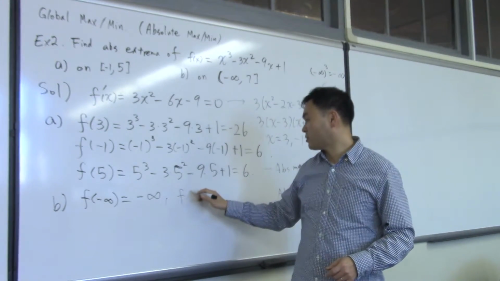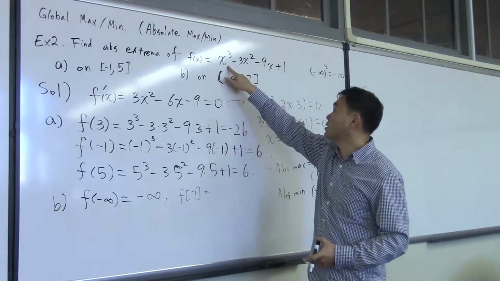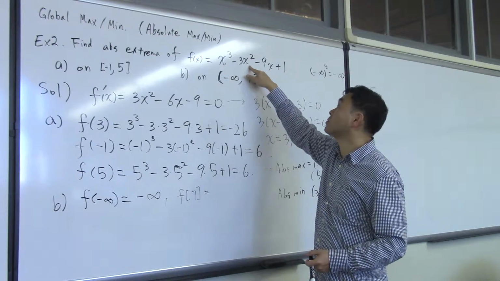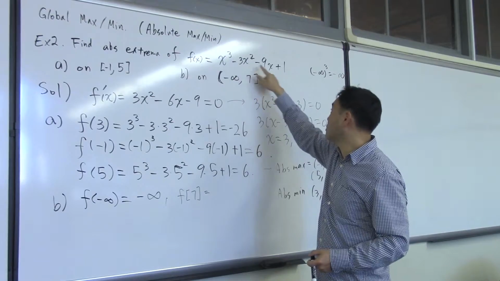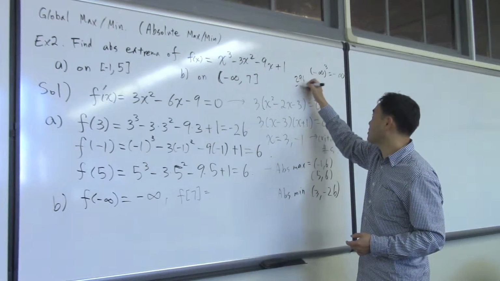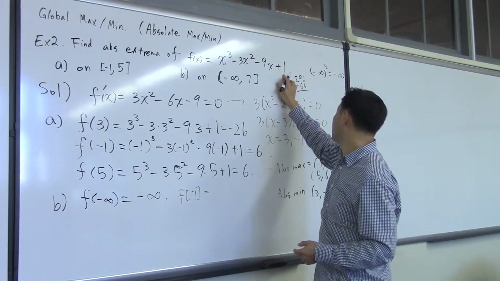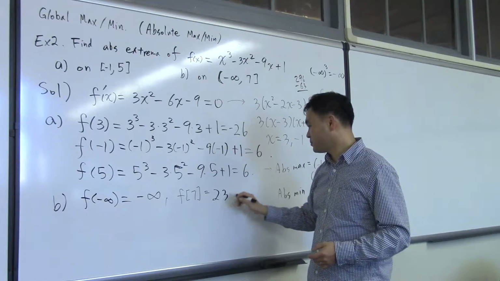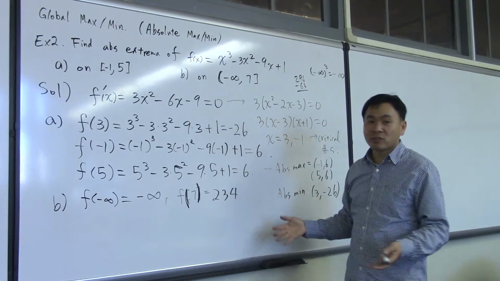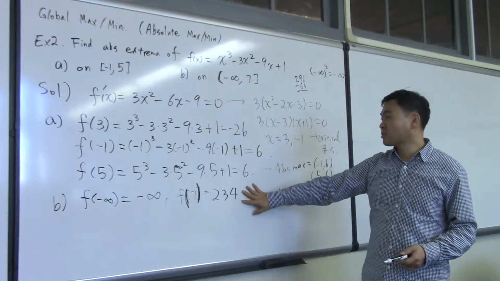F of 7 will give you 343 minus 147, which is 196, minus 63, that's 133, plus 1, which is 134. I'm just doing this in my head because I know given time you can do this on your own, right? So you have some huge number.